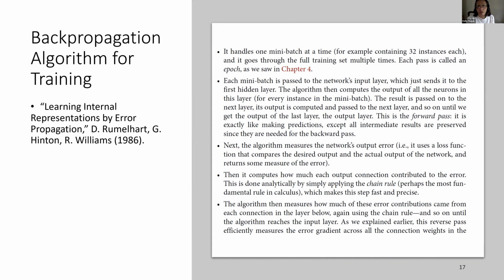Each mini batch is going to be passed to the input layer, and then that is going to be sent along to the other layers, and the information will move on through the graph from the previous layer to the next layer until we reach the end, the final prediction. We are also going to measure the network error using a loss function that compares the desired output and the actual output of the network.